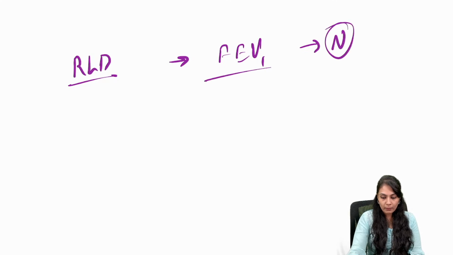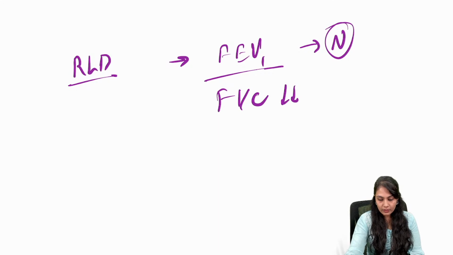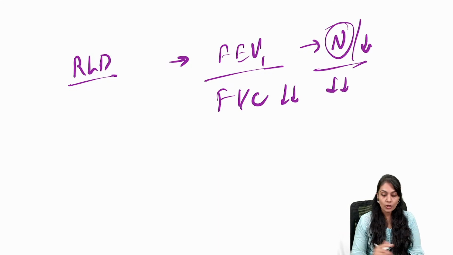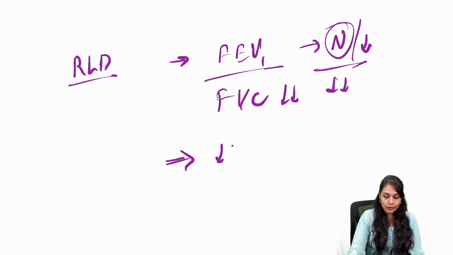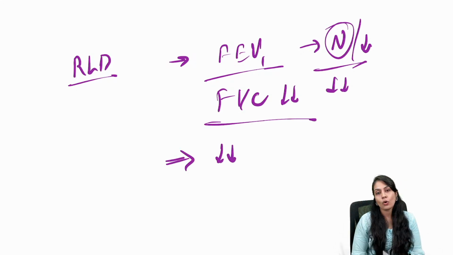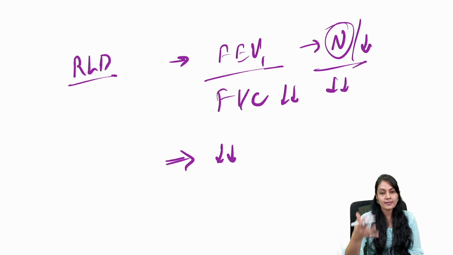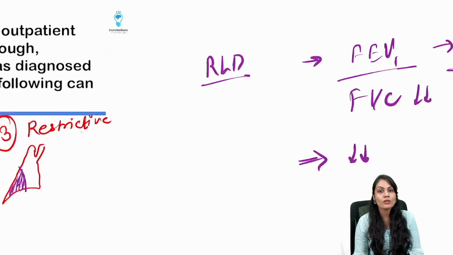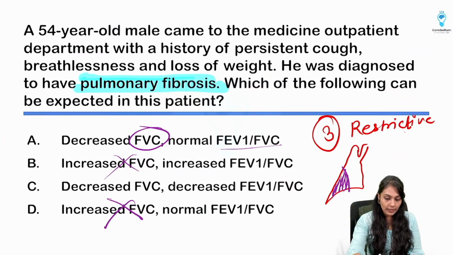FEV1 will be normal, but FVC is going to reduce a lot, right? FVC is reduced a lot. So always remember the ratio is going to reduce a lot. FVC cannot be normal. The forced vital capacity, that means the total amount of air that is expired, cannot be normal because most of the area, the area which is fibrous, is not functional now.